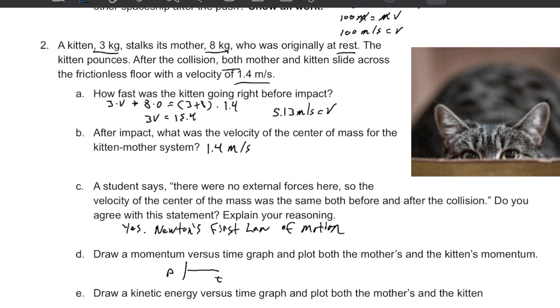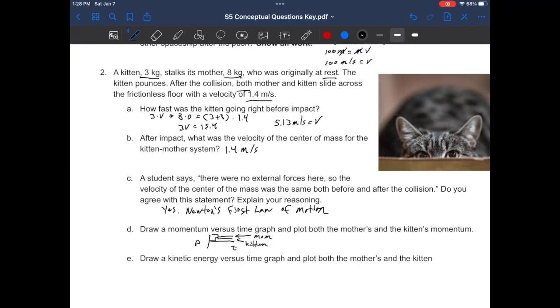Draw a momentum versus time graph and plot the mother's and kitten's momentum. Well, the kitten had a higher momentum before he hit the mother, then it was slowed down. The mother had no momentum because she wasn't moving, but then she sped up. They had the same velocity at the end, but the mother had more mass, so her overall momentum will be higher. And then when we look at kinetic energy, remember kinetic energy is 1/2 mv squared, where momentum is mv.